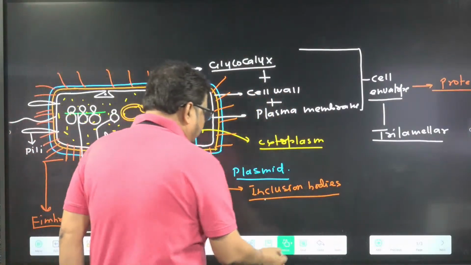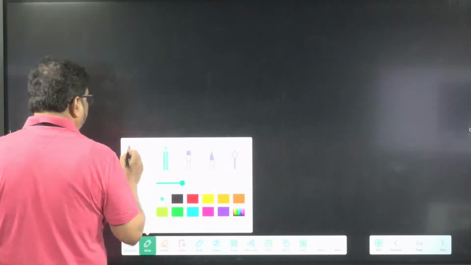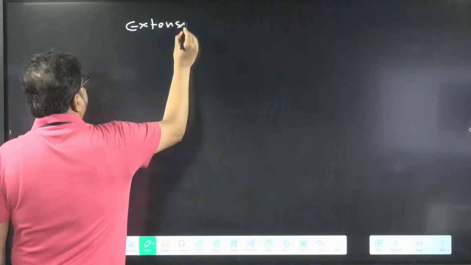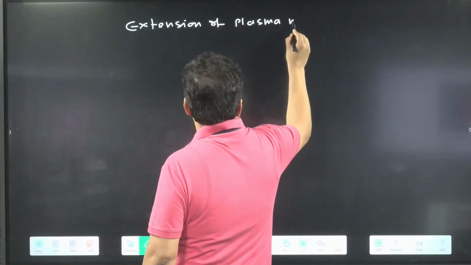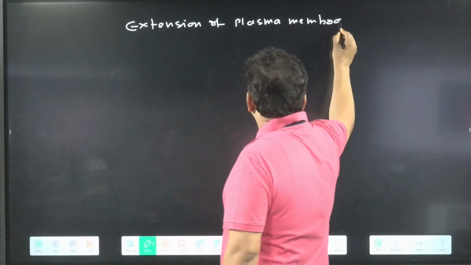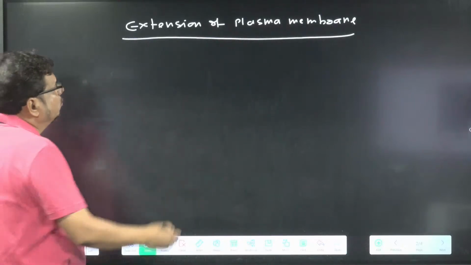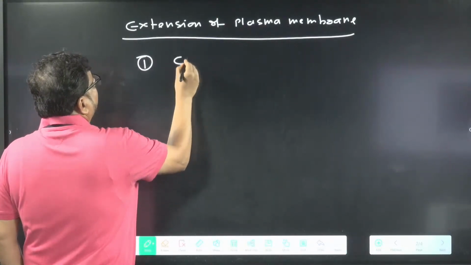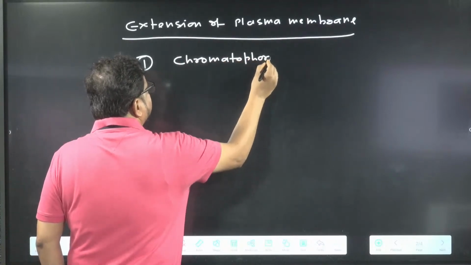Now, the detailed plasma membrane structure we will study in the eukaryotic cell. Meanwhile, I am telling you about the enfolding, the extensions of the plasma membrane. Look at what is present as extensions of the plasma membrane. There are two extensions of the plasma membrane. One extension is the chromatophore. I have also shown it in the diagram.